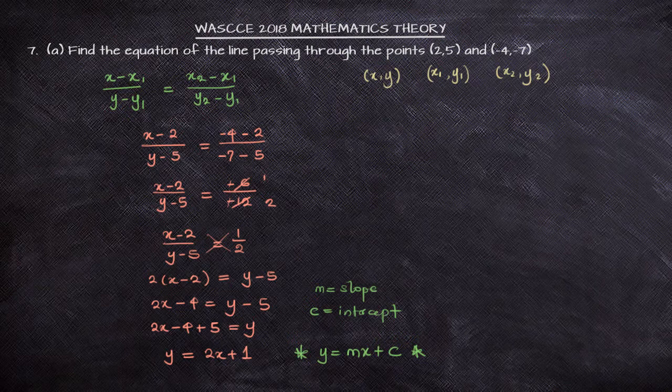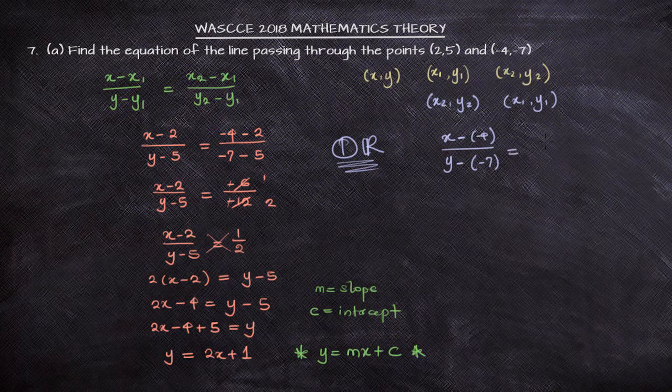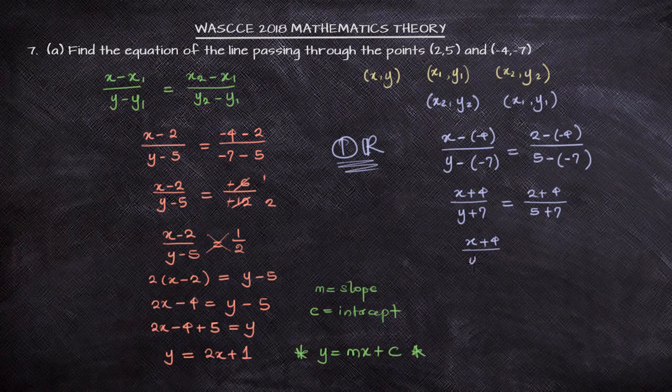Now, interestingly, we could have reversed the order of our x1 and x2, and we're still going to get the same equation. Like if we say the 2 and 5 is x2 and y2, and -4 and -7 is x1 and y1, if we plug the same values back into the equation of a line, we'll have x minus -4 divided by y minus -7 is equal to 2 minus -4 divided by 5 minus -7. So the negative signs, when they multiply each other, turn to plus. So we have x plus 4 divided by y plus 7 is 2 plus 4 divided by 5 plus 7. So that we have x plus 4 divided by y plus 7 is equal to 6 divided by 12. And we can also cut this to 1 and 2.